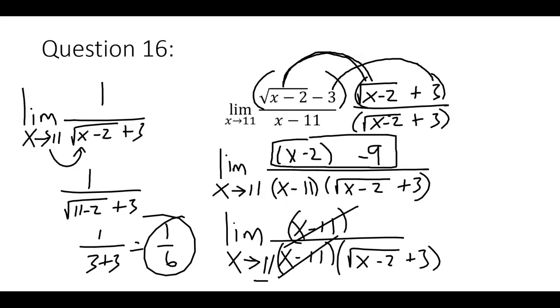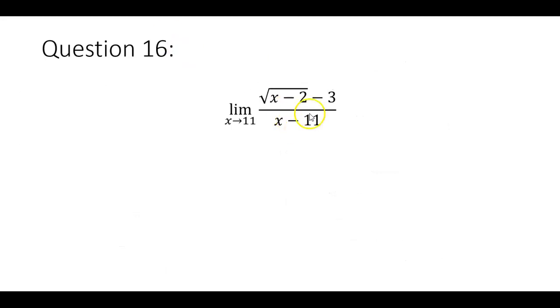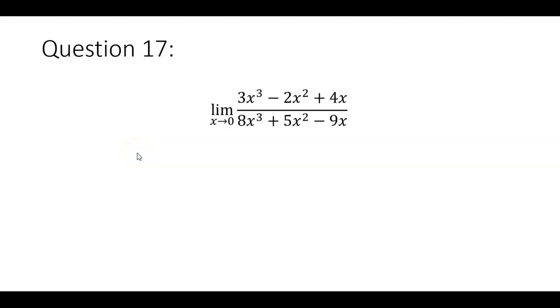Okay, so that's how you would find the limit of a rational expression with radicals in it, multiplying by the conjugate. Let's go ahead and take a look at number 17. Now, with number 17, this is a polynomial over polynomial. And in your notes from the weekend, we saw there's two ways to handle these problems. One way is by factoring. The other way is with L'Hopital's. And quite honestly, I would just recommend going with L'Hopital.